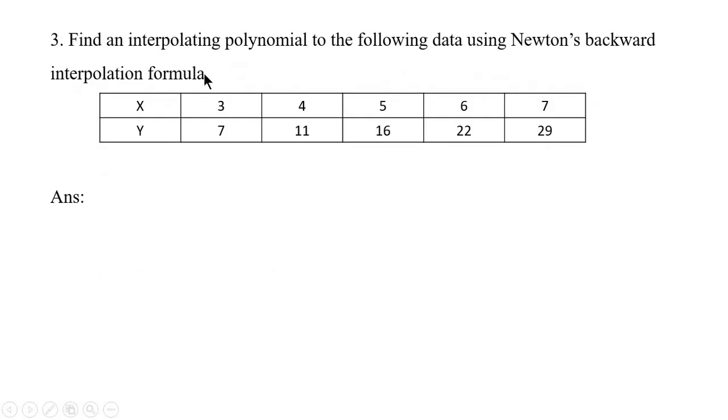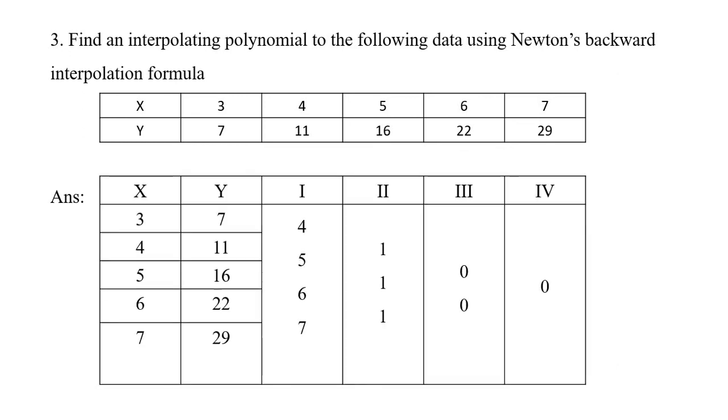Problem 3. Find an interpolating polynomial to the following data using Newton's backward interpolation formula. Here they have asked you to find the polynomial. They have not asked you to find the value of a function at any value of x. Instead, they have asked you to find the polynomial. So construct the difference table as usual. Since we are using backward interpolation, use the corner values at the end of the table. So this is xn, yn, del yn, del square yn, del cube yn, del raised to 4 yn.